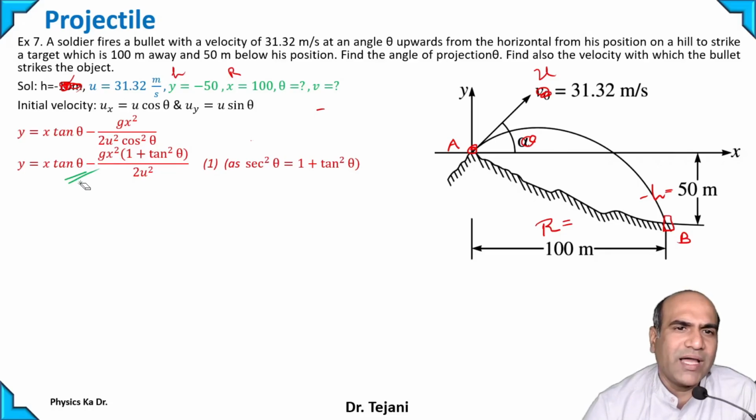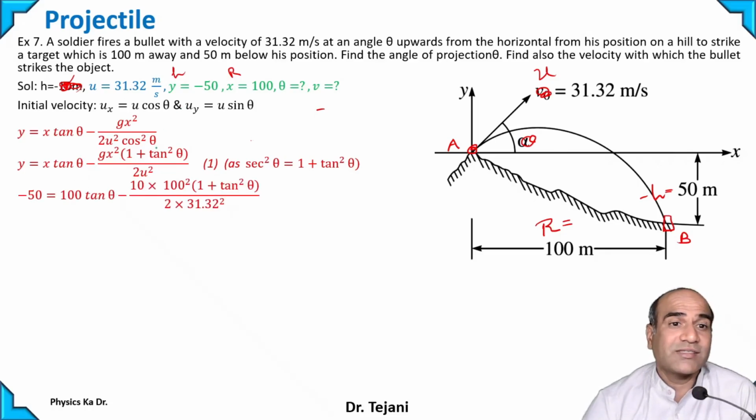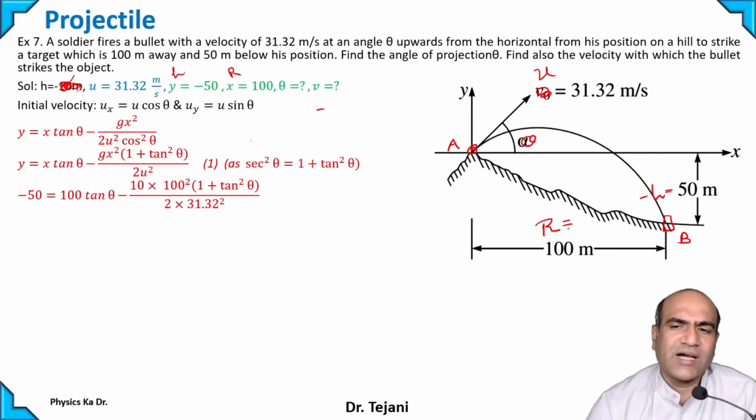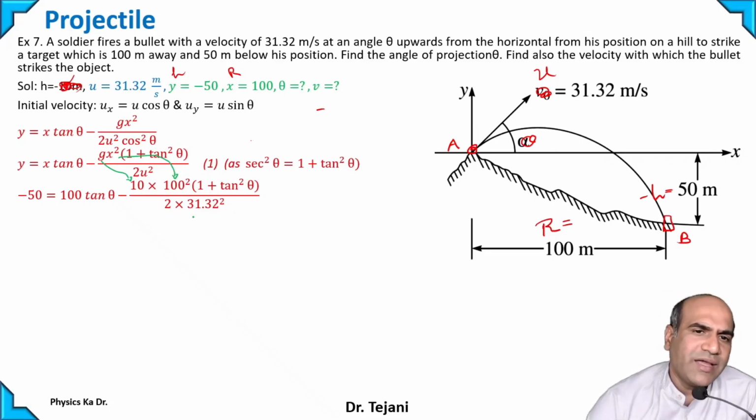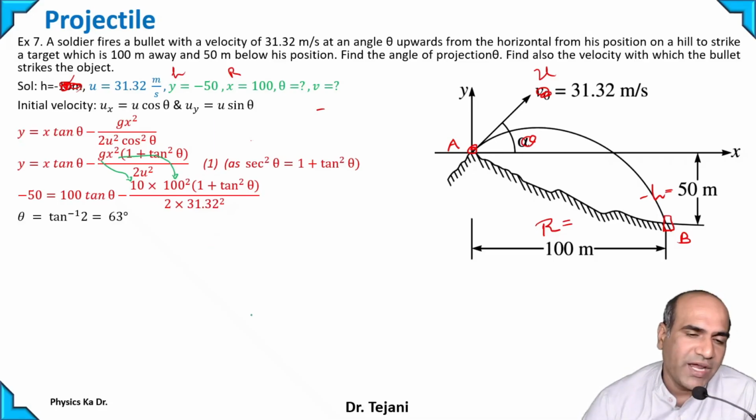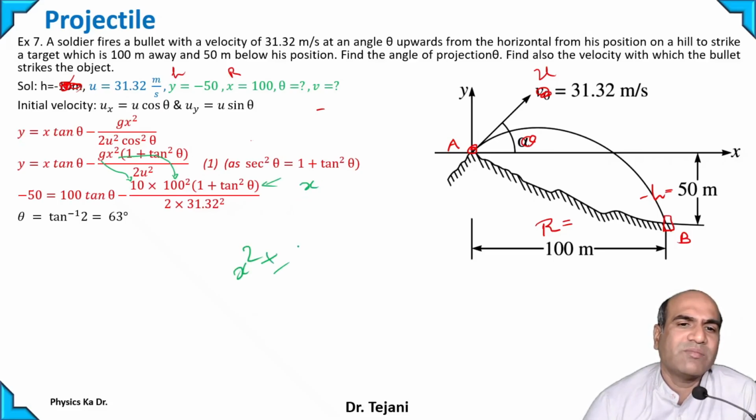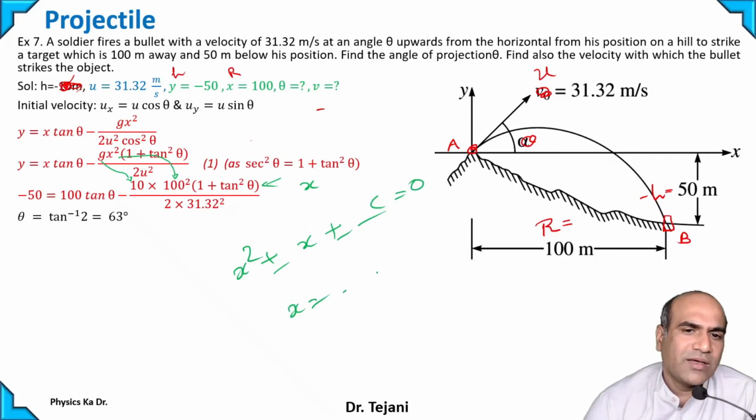Let's put values here. What is y? y is minus 50. x is the horizontal distance, or you can say R, 100 meters. Put g, the horizontal distance 100 square, and tan square theta. So see here only tan theta remains, and you can solve this equation for tan theta. We just consider this equal to x, so that you get the form of x square plus or minus something x plus or minus some constant equal to 0, and you can solve x is equal to plus or minus, right. You can solve this equation by using that.